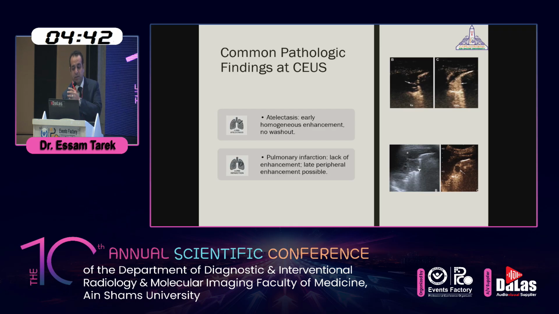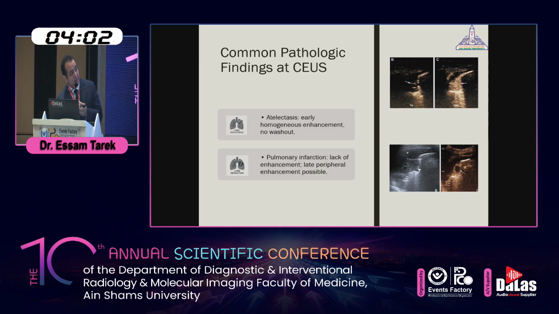Here are some examples of the pathological lung lesions that we can find using contrast-enhanced ultrasound. First of all, we have atelectasis. As you can see here, most of these images were taken after the contrast. If you look at the arrow, we have early homogeneous enhancement within less than 60 seconds, and when we look at the delayed phase after 100 seconds, we still have homogeneous enhancement. So there is no washout. So in atelectasis, we have early homogeneous enhancement with no washout. And this will differentiate between atelectasis and pneumonia, as we are going to see in the next slide.